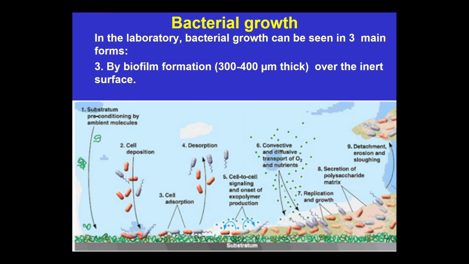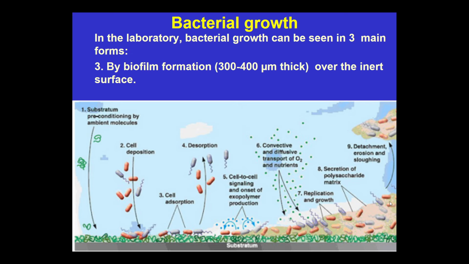And finally, bacteria may grow by forming biofilms on the substratum. And that is most probably how bacteria grow in the human body, because usually this biofilm is made up not of one type of bacteria, but of several types of bacteria. Usually a biofilm is 300 to 400 micrometers thick, and it can be produced on an inert surface, an artificial surface, or natural things.